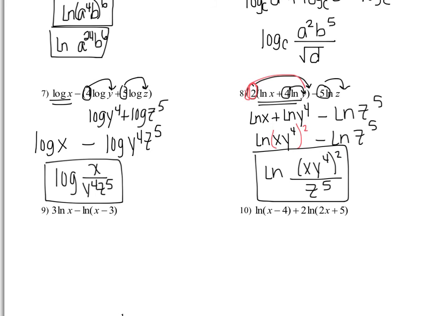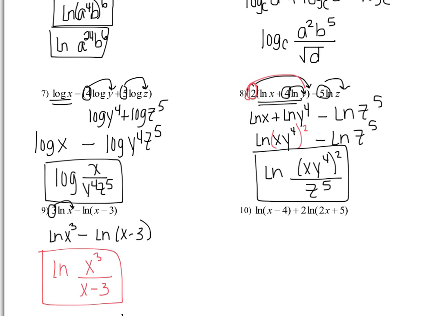Okay, your answer for 9. The 3 jumps in front, so I've got ln of x to the 3rd minus ln of x minus 3. So since I have subtraction, that means division. So I have ln of x to the 3rd over x minus 3.